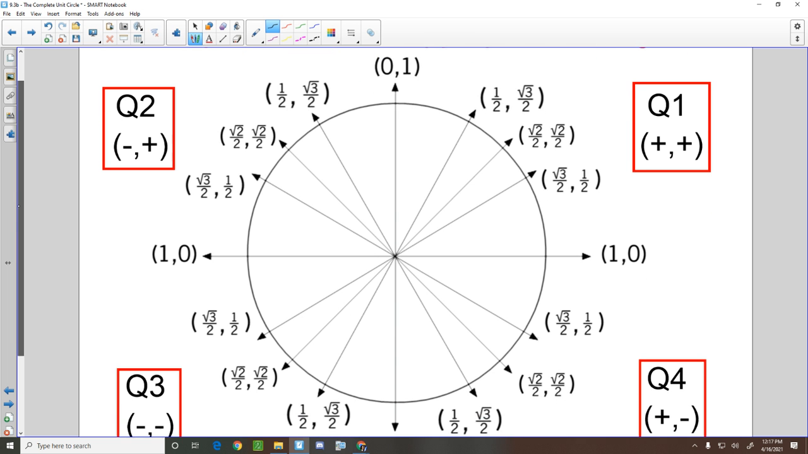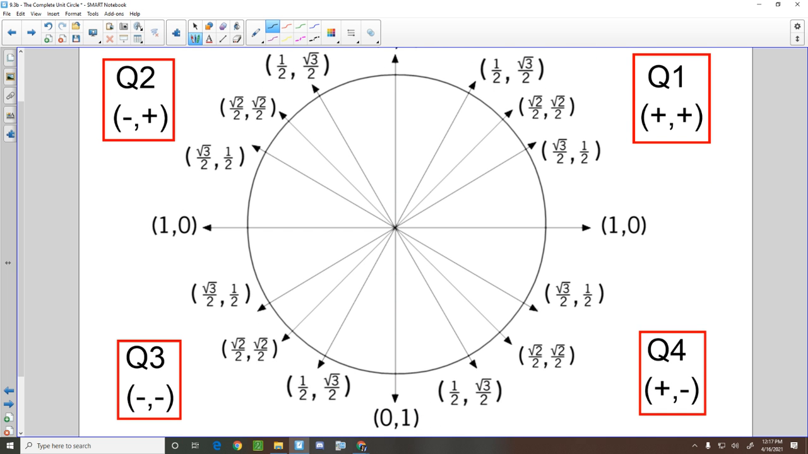This is just a reminder about the signs on which one's positive and which one's negative in each quadrant. But just think of like plotting a point on the coordinate plane, and you know x is positive to the right, negative to the left. Y is positive up and negative down.